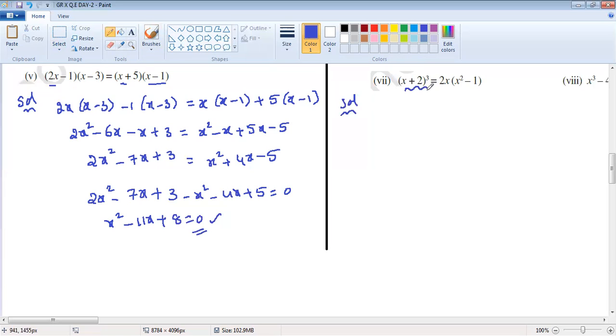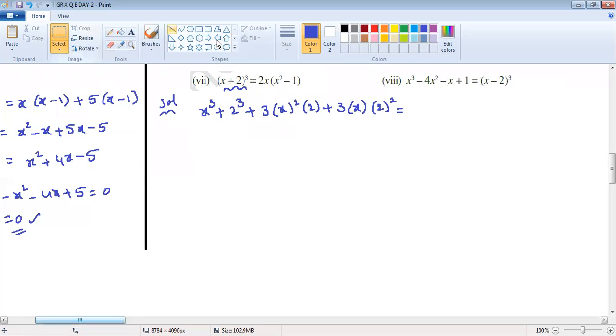Say (x + 2) whole cube. It is (a + b) whole cube. So a cube plus b cube plus 3a square b plus 3ab square. That means x cube plus 2 cube plus 3 into x square into 2 plus 3 into x into 2 square, which is equal to 2x into, open the bracket, x square minus 1, 2x cube minus 2x.